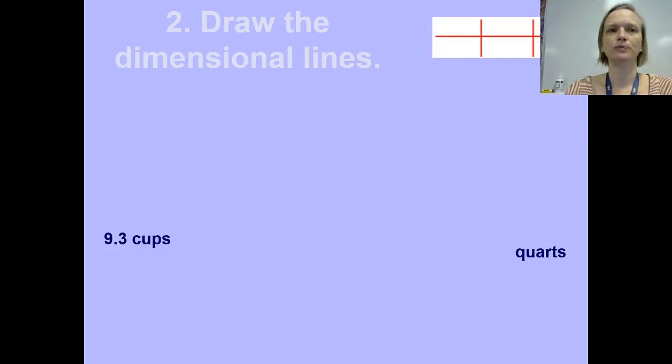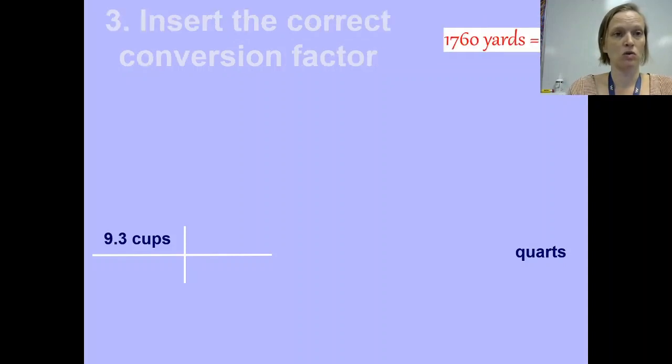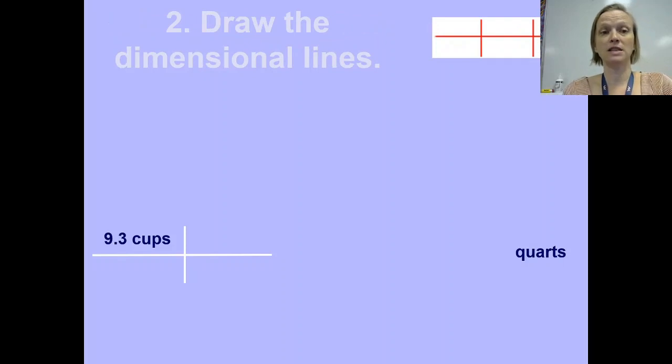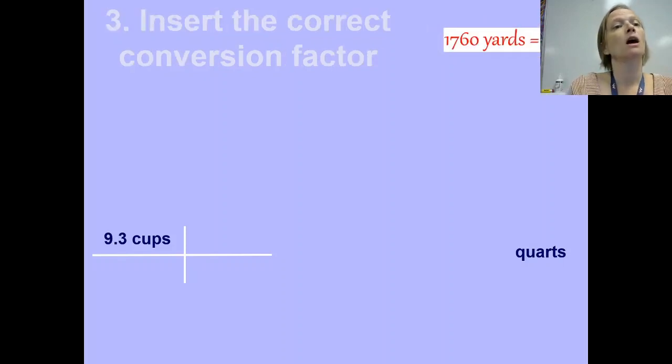Let's look at step 2. We're going to draw the dimensional lines. I'm only going to need one conversion factor to move from cups to quarts. So this is enough in terms of my dimensional lines. Next, I need to insert the correct conversion factor. I need to know how many cups are in a quart. This is not something I expect you to have memorized for my class. It's something that you would need to look up. But there are 4 cups in 1 quart.